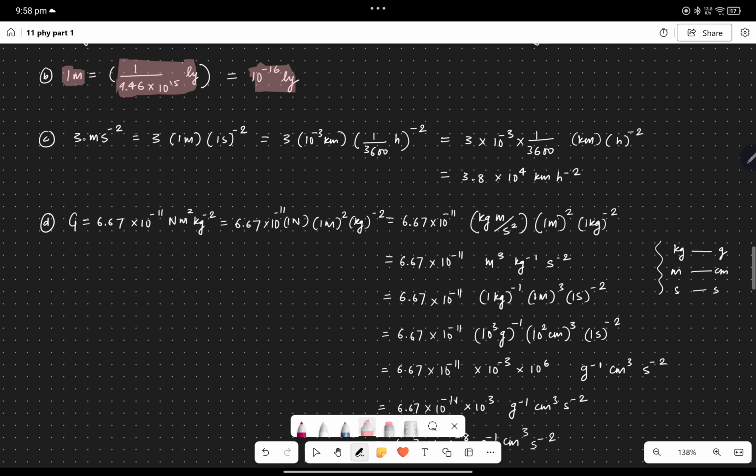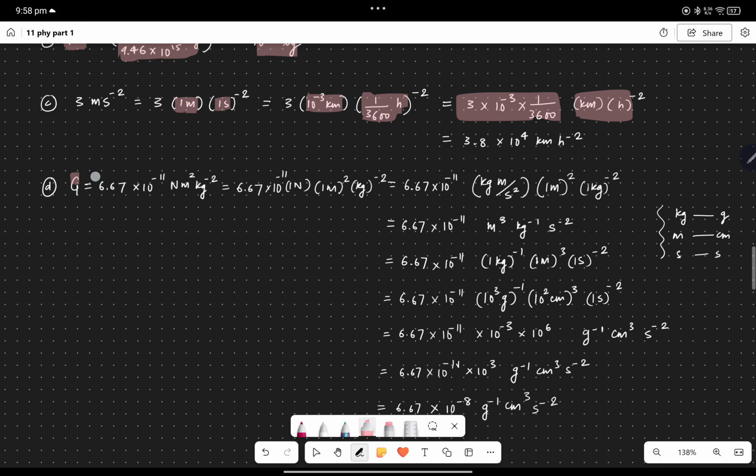You have to convert it into kilometer per hour square, right? So you have to just write it as 1 meter, then 1 second, and you have to put the value of 1 meter, then the value of 1 second in hour, and you have to separate that quantity and unit, right? Same thing you have to do again and again.